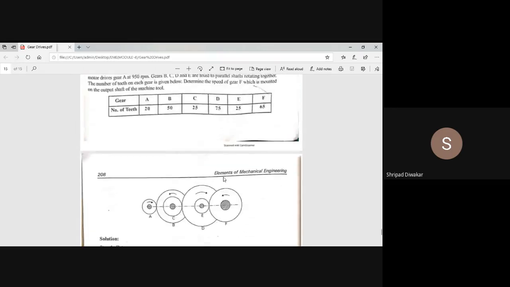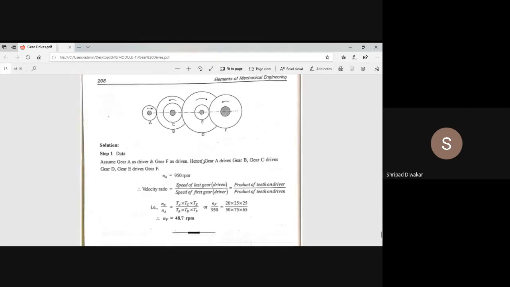So all the things are given except NF. NF divided by NA, where NA is 950 RPM, equals TA is 20, TC is 25, TE is also 25. All the things are given in the data, so you just take the data and substitute. NF divided by 950 equals 20 into 25 into 25 divided by 50 into 75 into 75. So you will get the last speed as 48.7 RPM.